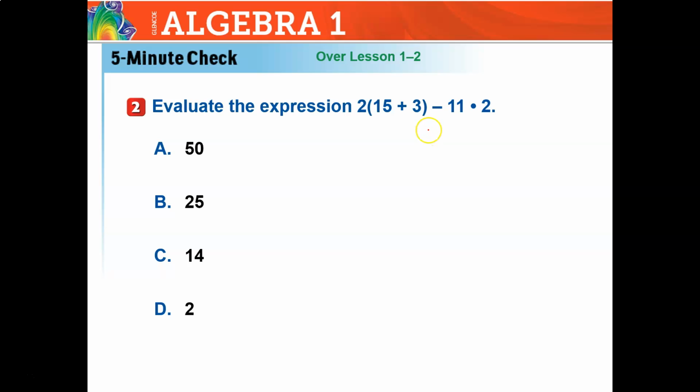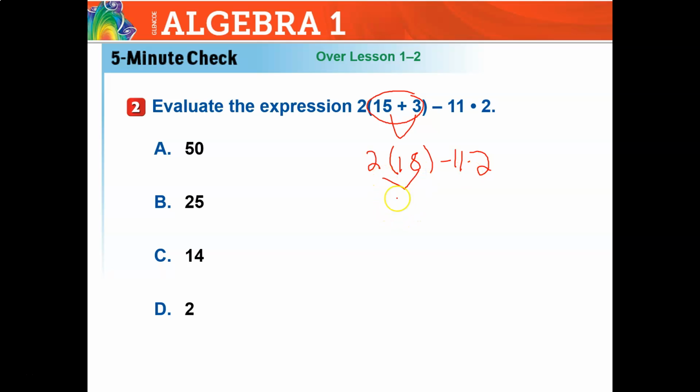Okay, let's look at GEMDAS. Grouping symbols. Yes, we have some. So we're going to focus on this 15 plus 3 first. You have 2 times 18 minus 11 times 2. Okay, according to GEMDAS, we're going to multiply and divide left to right first.